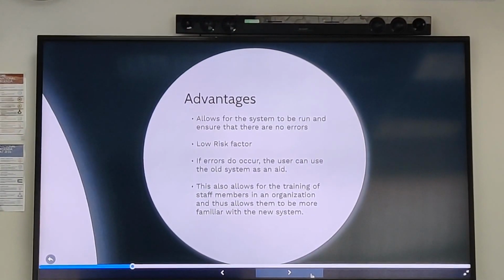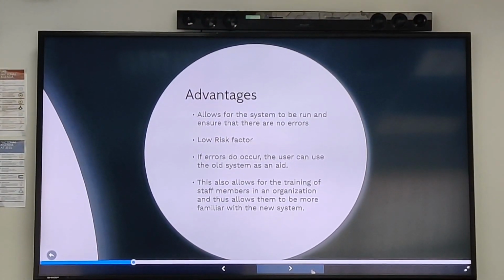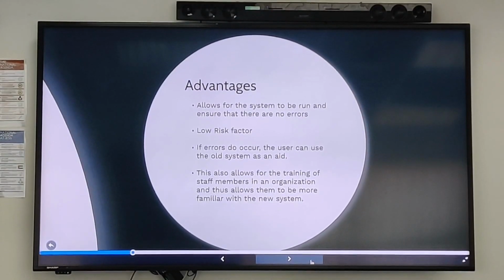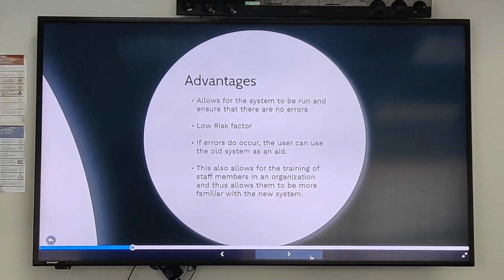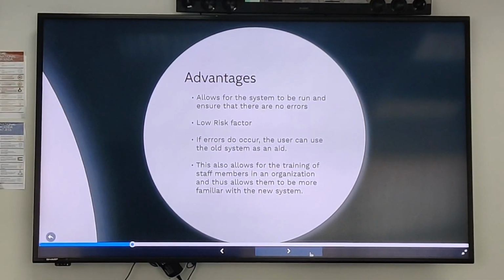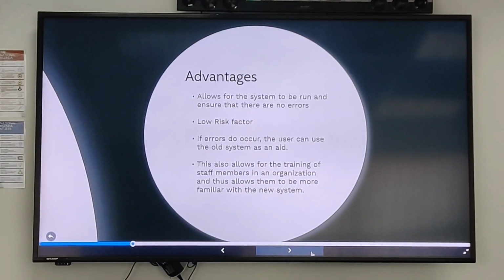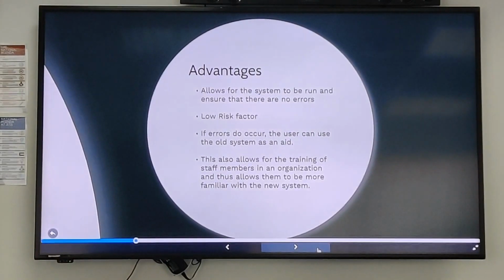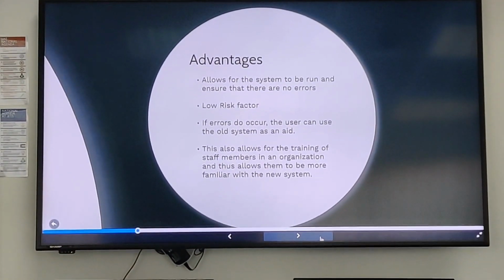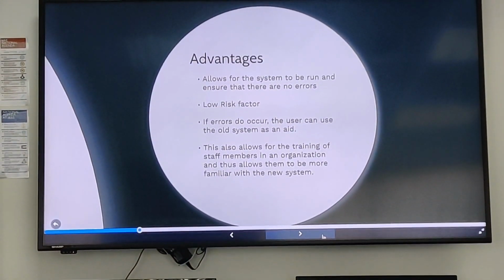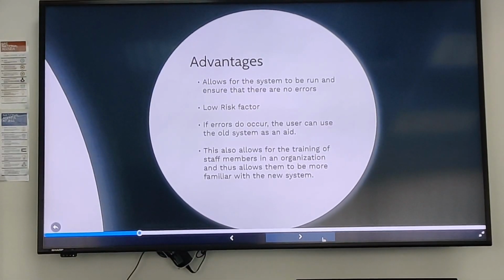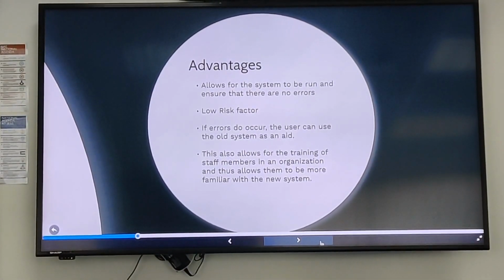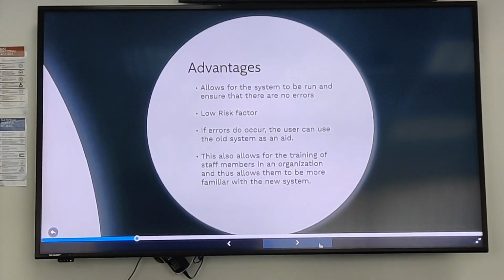So the advantages associated with this is that it allows for systems to be run side by side and ensure that there are no errors. As I mentioned before, there's a low risk factor, as since you're running them both side by side, the chance of losing data is quite low. If an error does occur, the user can use the old system as an aid and to help rectify the problem. And this also allows for training of staff members in an organization and thus allows them to be more familiar with the new system.